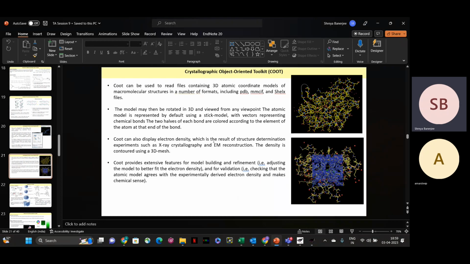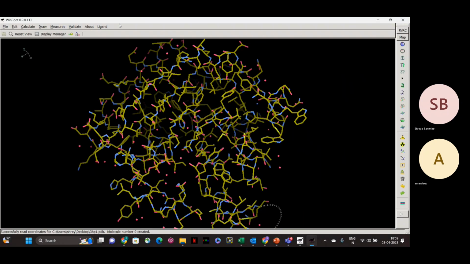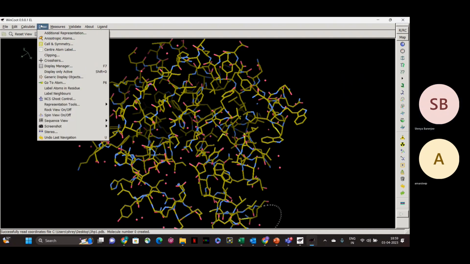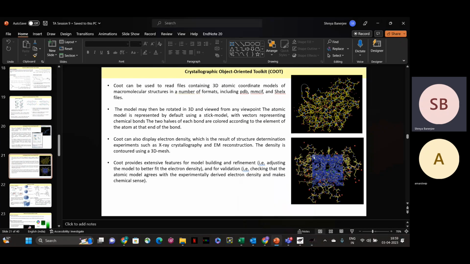Coot can also display electron density, which is the result of structure determination experiments, such as X-ray crystallography and EM reconstruction. The density is contoured using a 3D mesh. Actually, this calculation will take some time, so I had done it previously, so I'll just show it here.